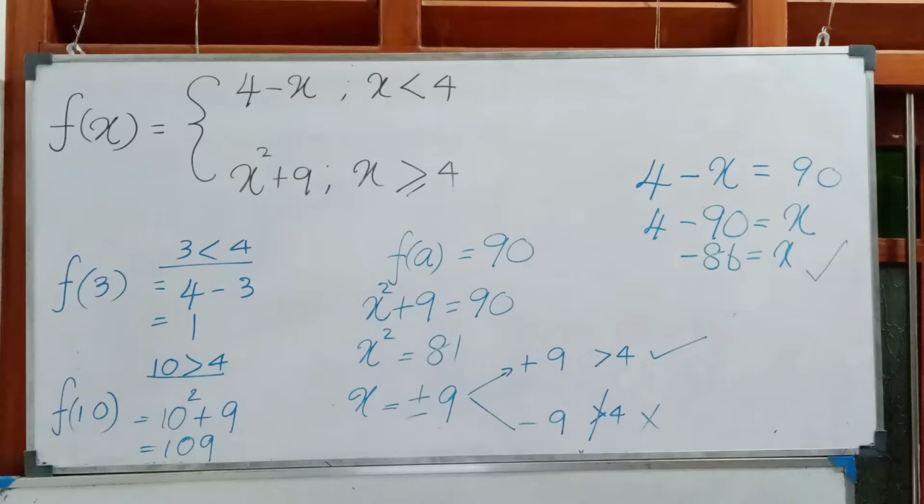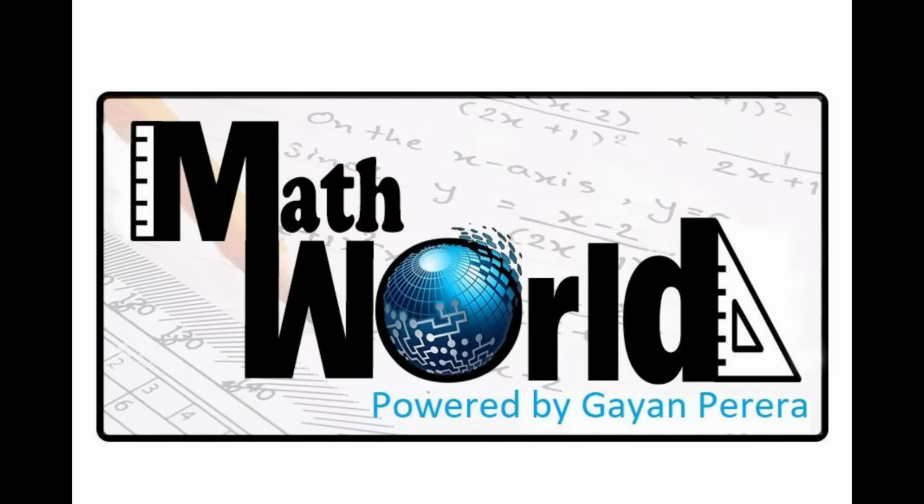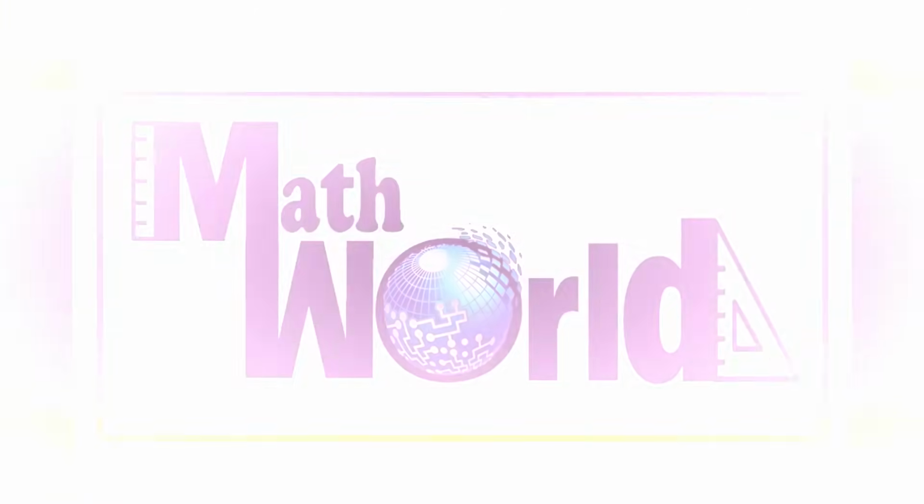Therefore, you have one answer, that is x equals plus 9. Now we'll take the other part, f(x) equals 4 minus x. So 4 minus x is equal to 90. Then x is equal to minus 86. We can accept this because minus 86 is less than 4. So therefore we have two solutions here.